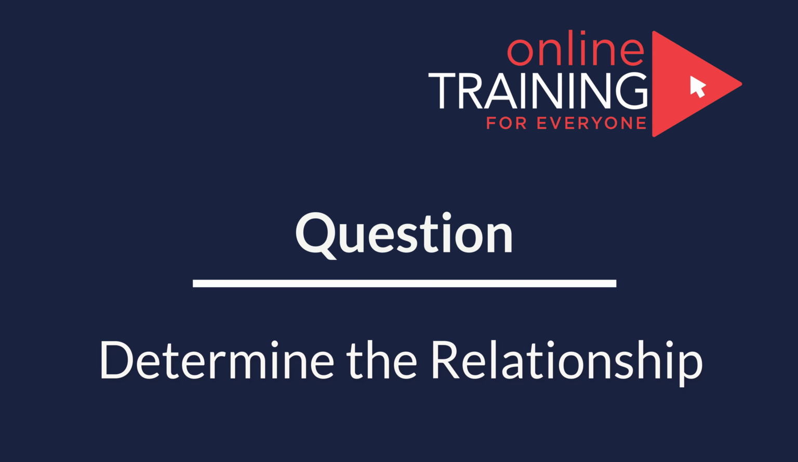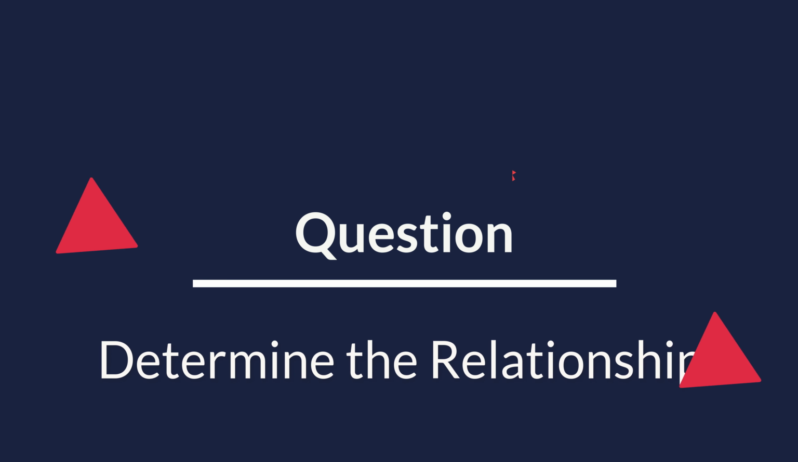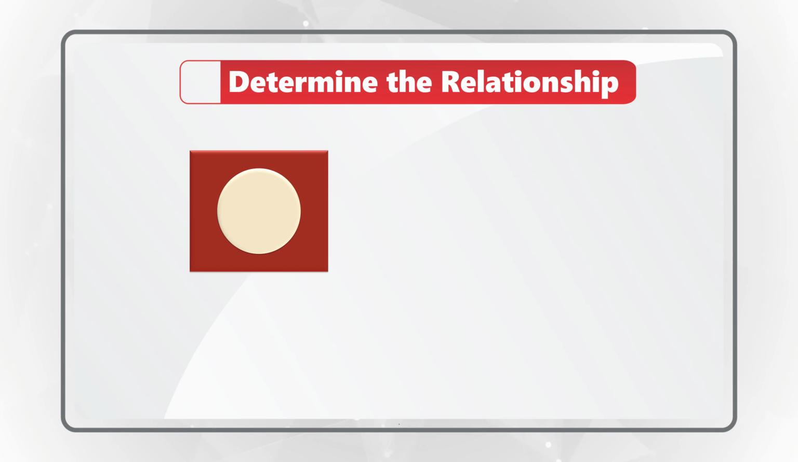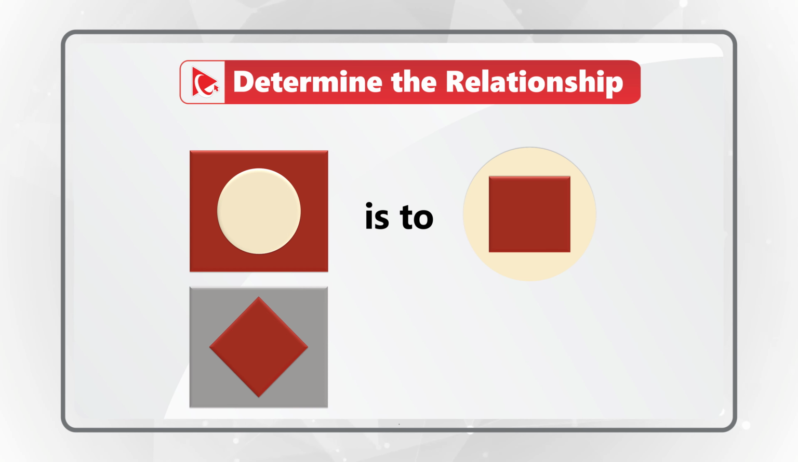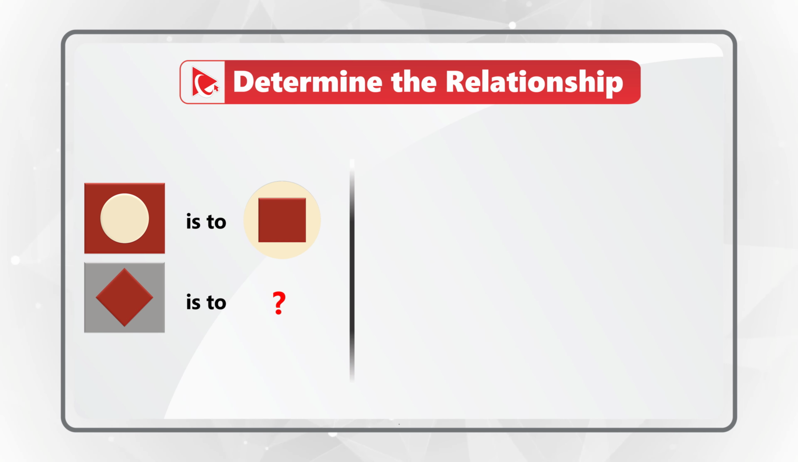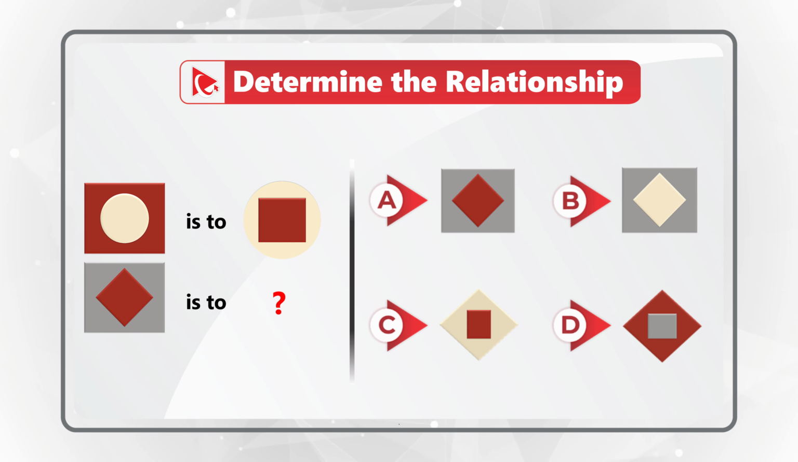Here's an amazing question where you need to determine relationships between the objects. You're presented with 2 pairs of objects. In the first example, a red rectangle with another object inside has the is-to relationship to the yellow circle, also with another object inside. You need to determine the relationship of the gray rectangle with the red diamond inside and find the missing object among 4 different choices. Choices A, B, C, and D.